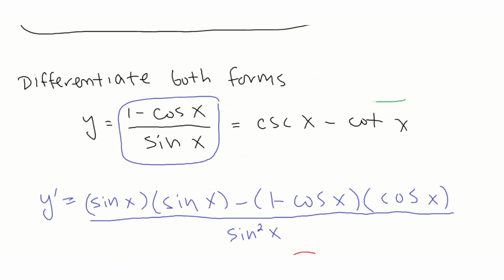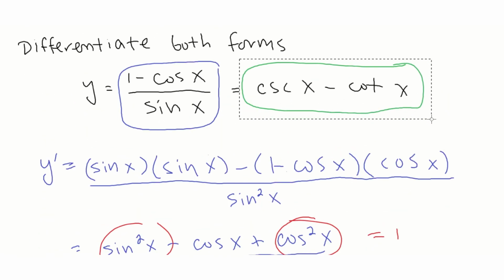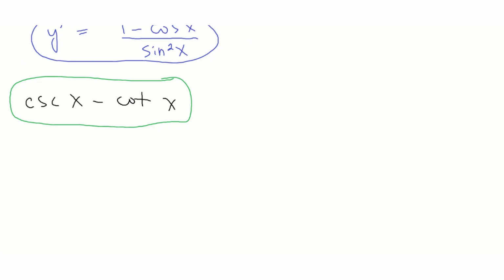Now work on the derivative of the second form. The derivative of cosecant of x is negative cosecant of x times cotangent of x. And the derivative of cotangent of x is negative cosecant squared of x.